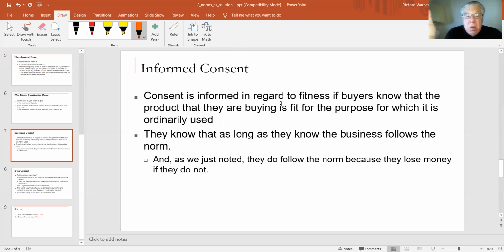But then we had the puzzle. This is the puzzle we ended on last time. Well, how in the world are we informed? And my answer is through coordination norms. So that's it. But yeah, freedom can seem to be a problem.